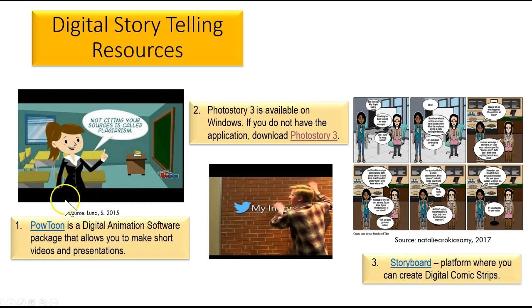We find that we've got something like Pawtoon, which is a digital animation software package that allows you to make short videos and presentations. Then you've got Storyboard. It's a platform where you can create digital comic strips. And you've got Photo Story, where you're actually taking some photos and making them collectively into a story. And you've got links on the slideshow to all of the resources.